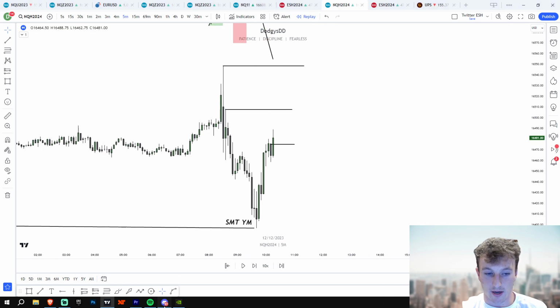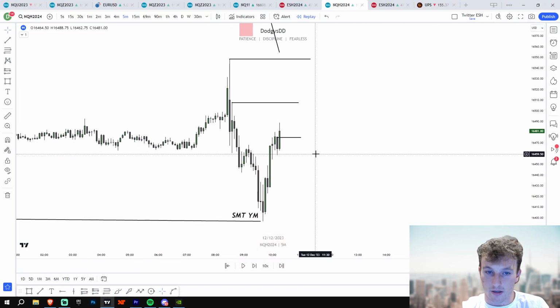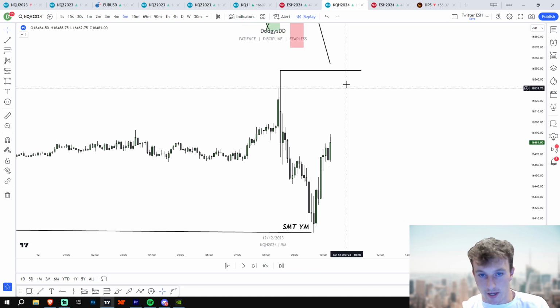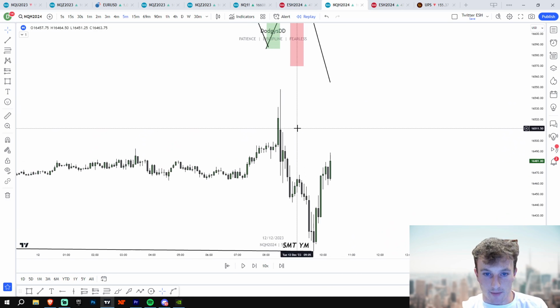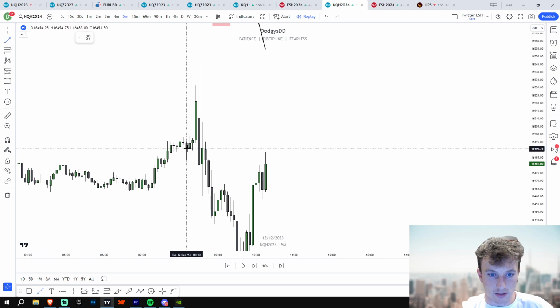Okay, and that's why I wrote this little statement here saying if we close above, I want higher. But it's not confirmed until that candle closes. Okay, so that's the first way I use it. The second way is this way. We have our up close candles, and it's the last up close candle that takes the high. So this was the last one.